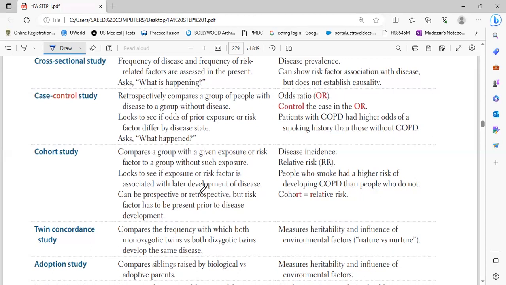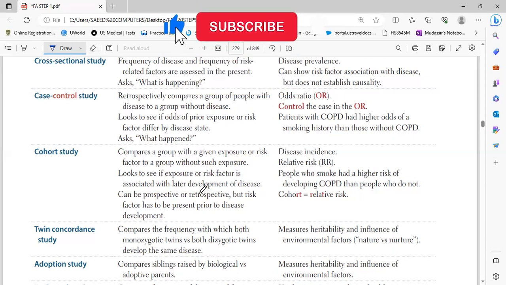So in a case control study, you calculate the odds ratio. Tomorrow we'll see how to calculate the odds ratio. Control the case in the R. Here the mnemonic is given: patients with COPD. You take patients with COPD and patients without COPD. The patients with COPD are the case group, and those without COPD are the control group. Then you find that those with COPD had higher odds of smoking history than those without COPD.